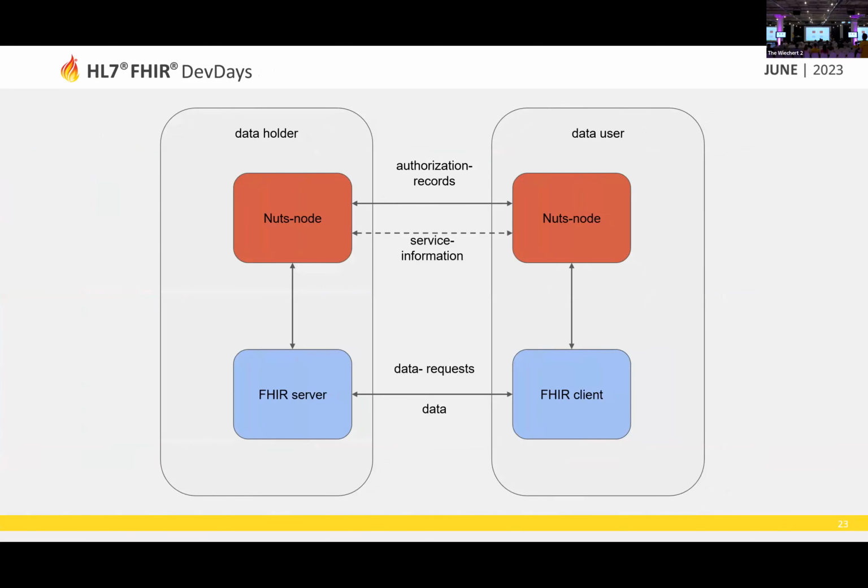Okay, how does it look if you like pictures? This is what it looks like. On the left, there's a data holder. On the right, there's a data user. They both have a nuts node. It's the agent and the wallet I told you about earlier. They exchange some stuff like authorization records and service information. For instance, what is the URL of my FHIR API? And the actual data requests and data responses are done directly via the FHIR server and FHIR client.